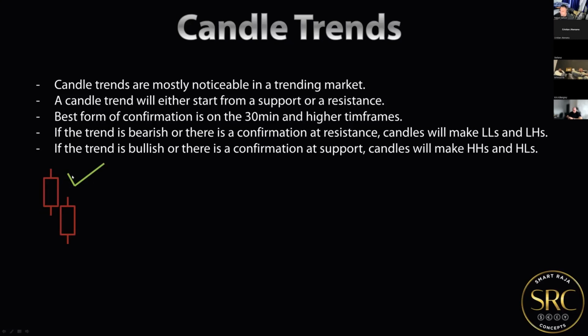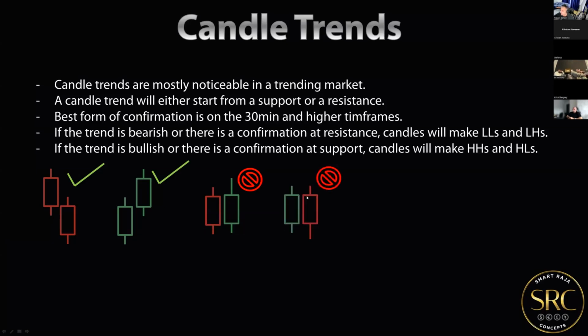This right here is a good candle trend, right? Candles are making lower lows and lower highs. This right here, another good confirmation of candle trends, candles making higher highs and higher lows. This is not a candle trend. This is formation of support. Now remember, I'm not going to talk about points. This is formation of support right here, right? This right here is a formation of resistance. This is not a candle trend. This is formation of resistance.